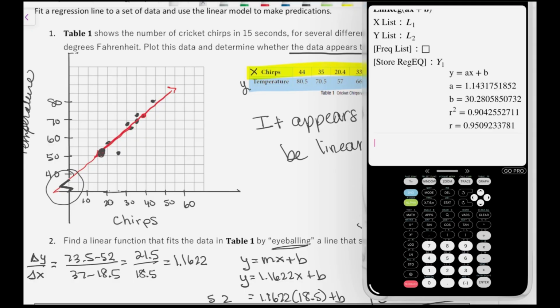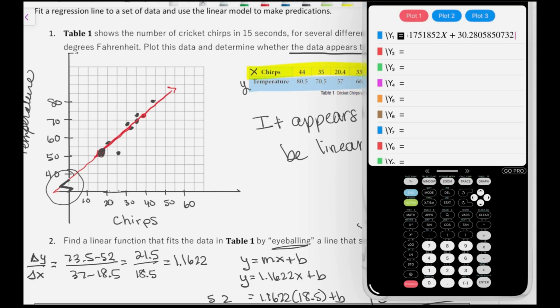B is the constant on the end, so that's your y-intercept. So you know your mx plus b because we know our values there. I'm going to talk about r's in just a second. Now, I'm going to go to my y equals screen because when I did this stored regression equation and stored it in y sub 1, it put it here. It's a lot of digits, so to show you the very front of it, we'd have to arrow over.